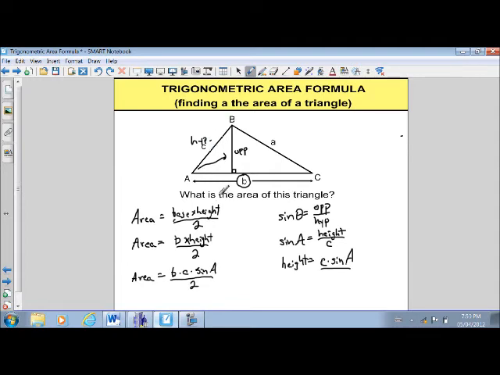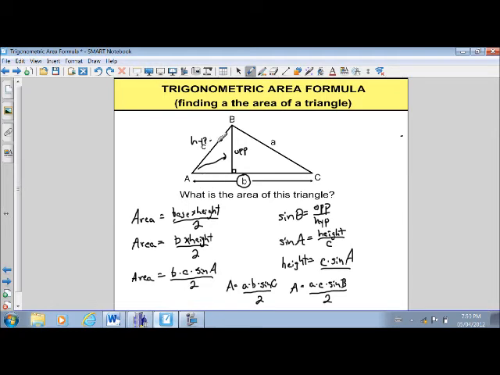Now, often you'll see 2 other formulas written out for the trig area formula as well. I'm going to write them here. We could also have a times b times the sine of C divided by 2, or we could have a times c times the sine of B divided by 2. And that can be a little confusing to think, wait a minute, we actually have 3 trig area formulas. But if we take a look, it's really all the same.